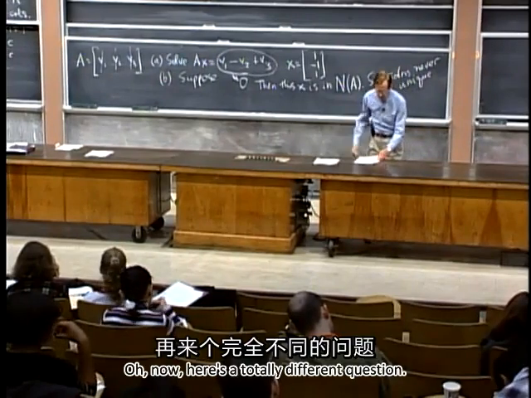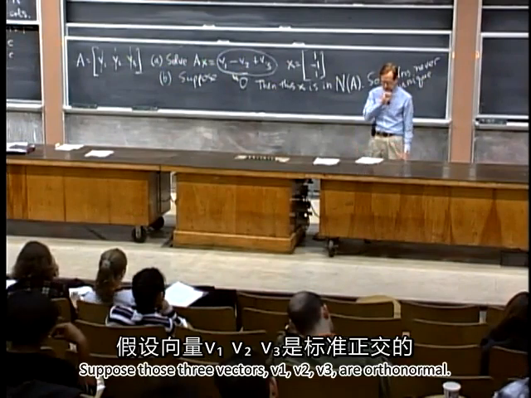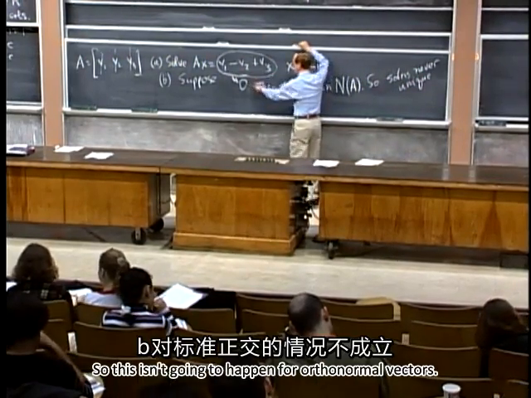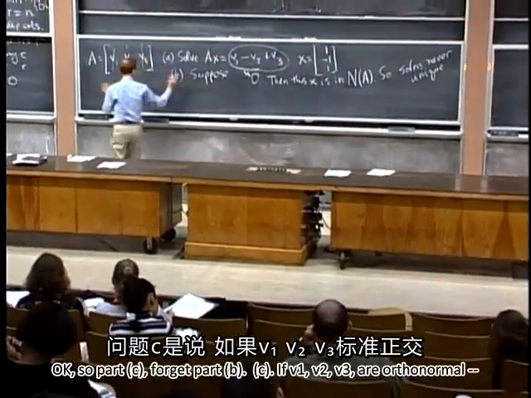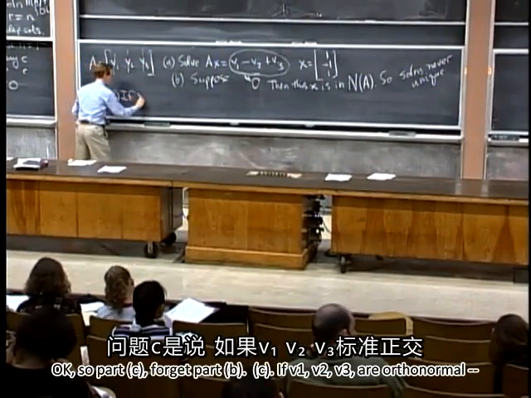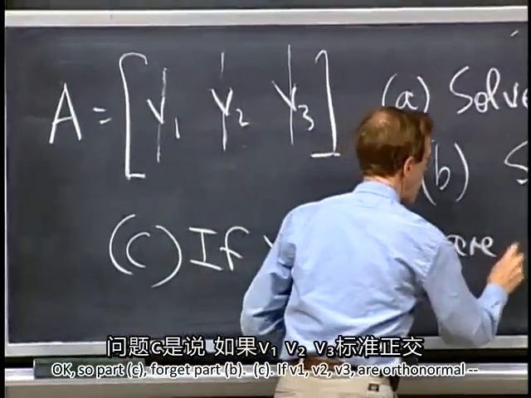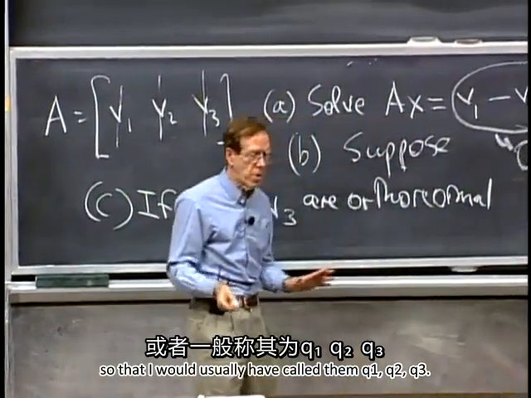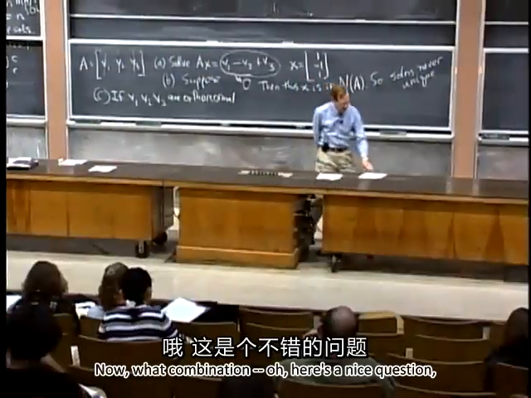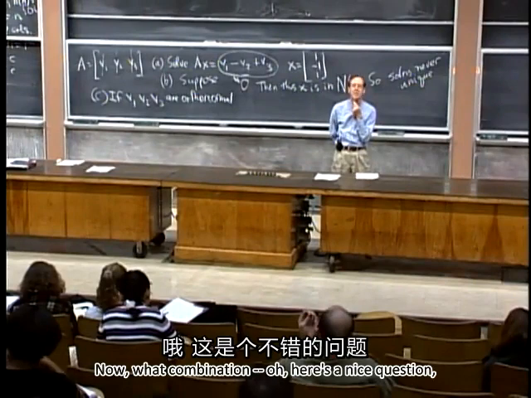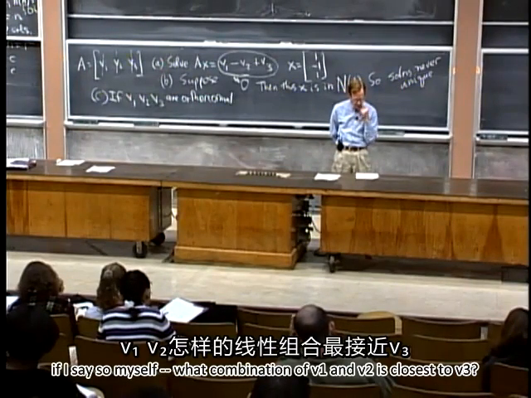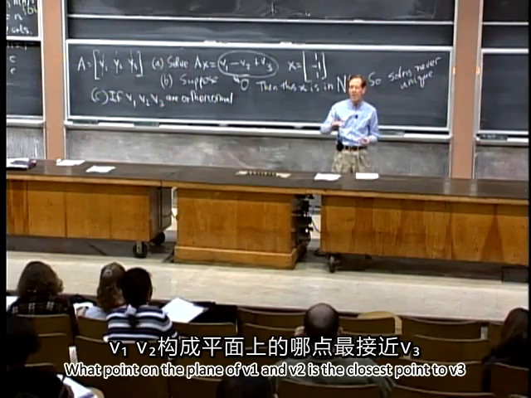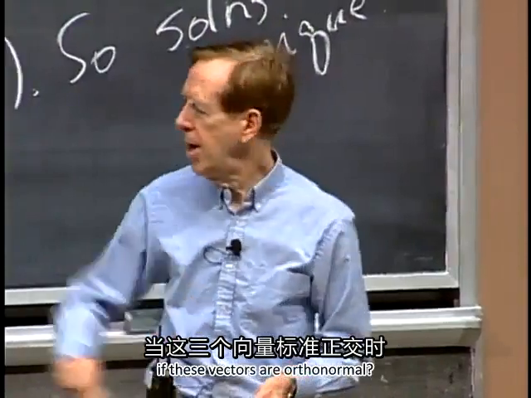Okay. Now here's a totally different question. Suppose those three vectors, v1, v2, v3, are orthonormal. So that's, this isn't going to happen for orthonormal vectors. Okay, so part C. Forget part B. C. If v1, v2, v3 are orthonormal, so that I would usually have called them Q1, Q2, Q3. Now, here's a nice question, if I say so myself. What combination of V1 and V2 is closest to V3? What point on the plane of V1 and V2 is the closest point to V3 if these vectors are orthonormal?